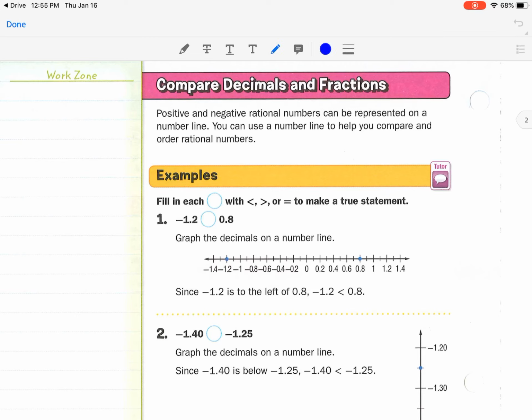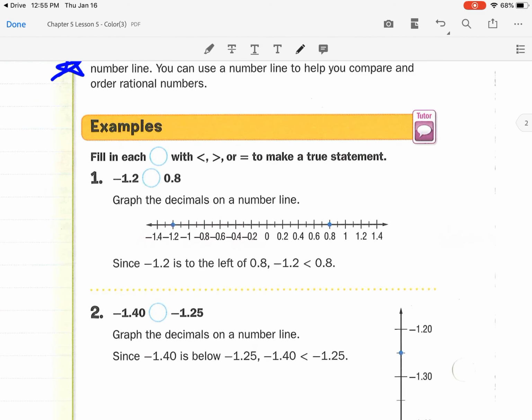So taking a look right here, this is what we're working on. This is our objective. It says positive and negative rational numbers can be represented on a number line. You can use a number line to help you compare and order rational numbers. So let's take a look at number 1. It says, fill in each circle with less than, greater than, or equal to make the statement true.